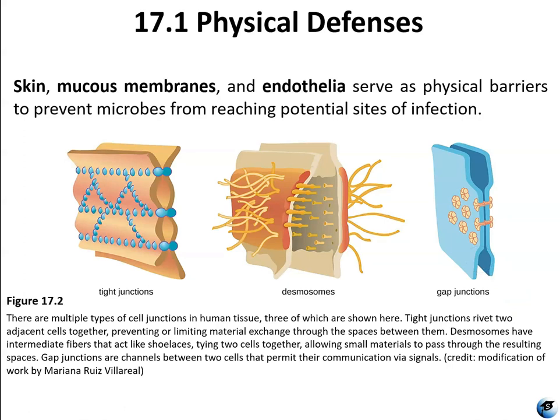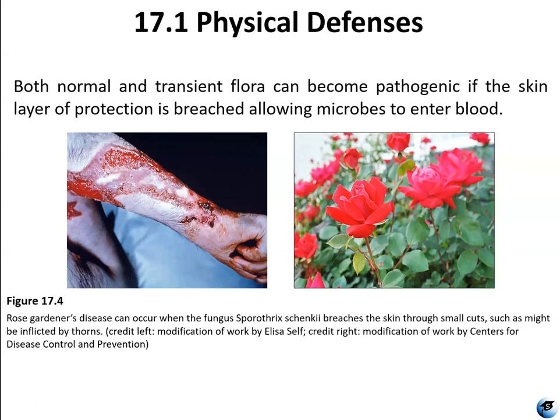An interesting example of the tight junctions as a physical defense is in your blood-brain barrier, and that uses a particularly dense suite of tight junctions to prevent microbes from entering the underlying tissue. Both normal and transient flora can be pathogenic if the skin layer of protection is breached. So even normal flora that is on your skin can get into your bloodstream and cause infection that way.